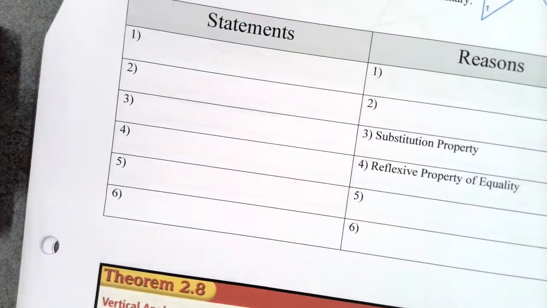Let's see, we have one proof on this page, and then one problem that's not a proof. Whoa, that's crazy.